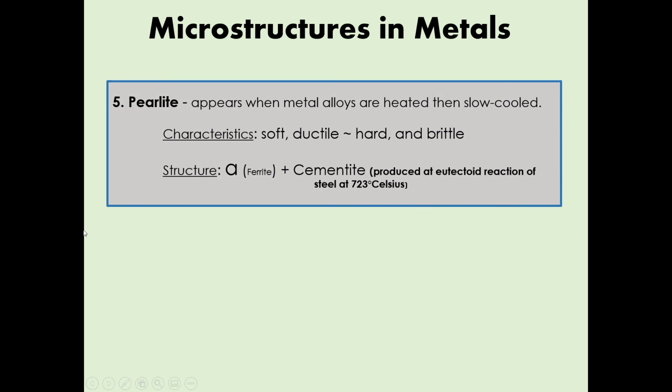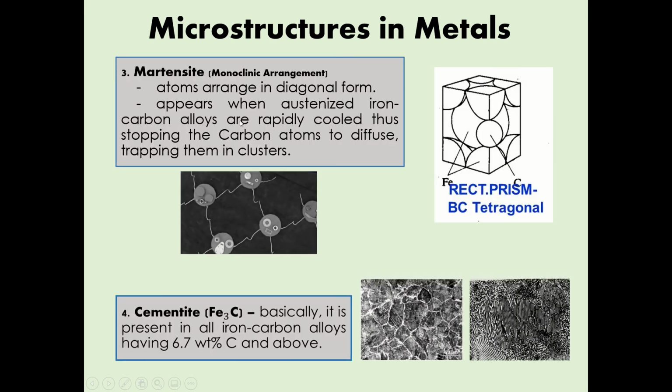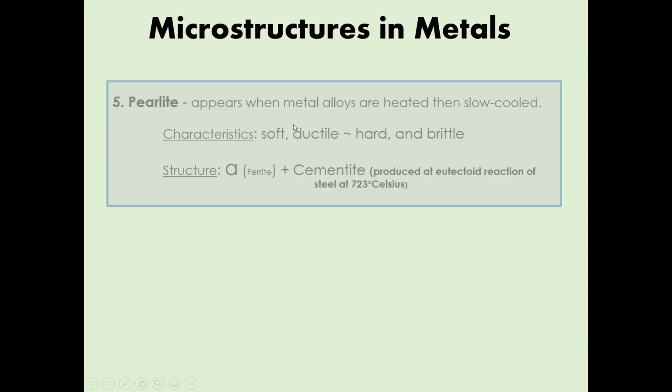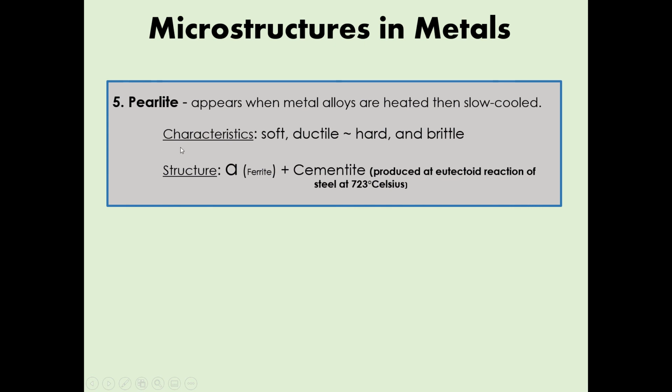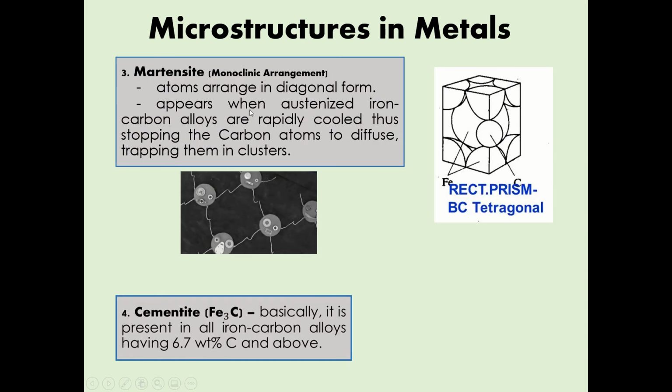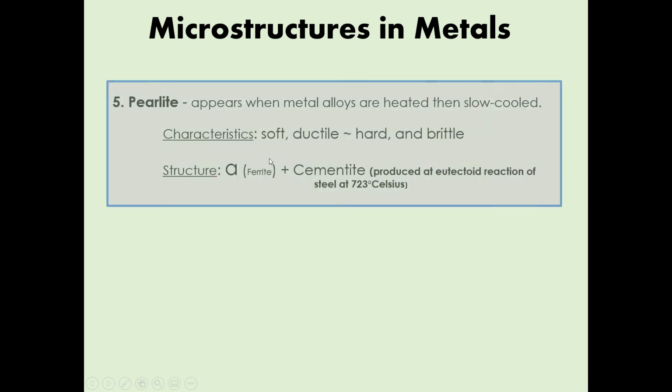So we also have number 5, perlite. Perlite appears when metal alloys are heated then slowly cooled, contrary to martensite, which is rapidly cooled. Okay, so perlite allows the carbon to diffuse, because when we subject materials to martensite rapid cooling, the carbon clusters get trapped. So here in perlite, you allow them to cool.